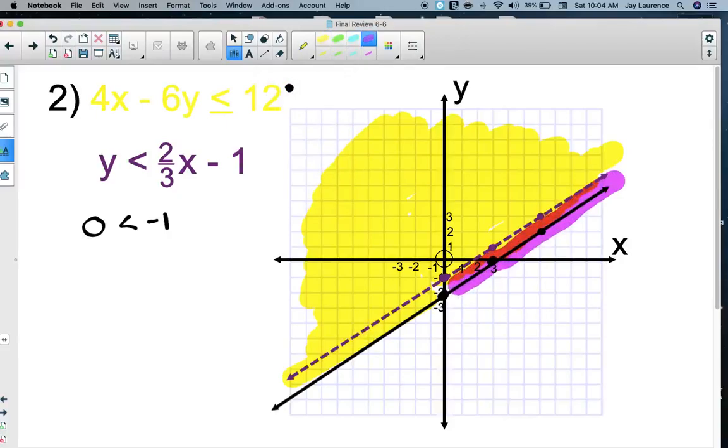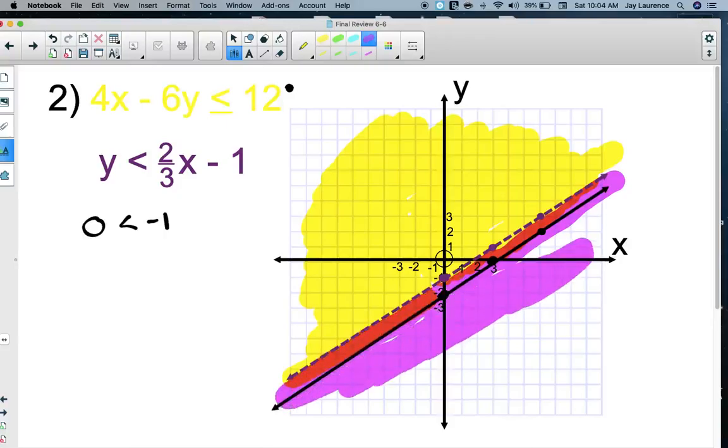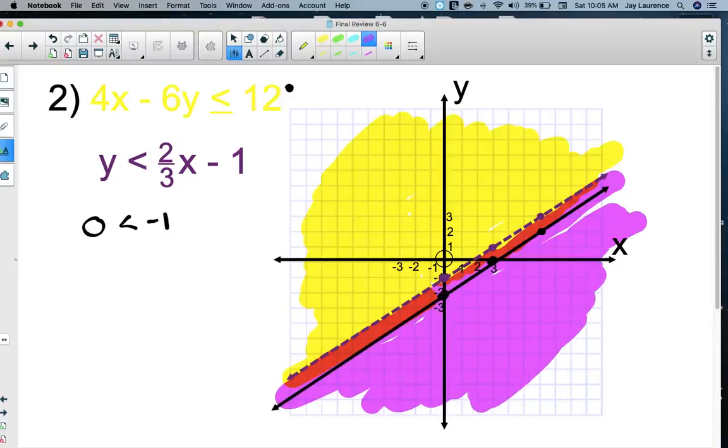Yeah, that red, although it's hard to do with this tool, the red is everything below the dotted line and above the solid line. So in other words, it should be that little stretch there in the middle. That's where all the solutions are. That's where they all are, guaranteed. Okay.